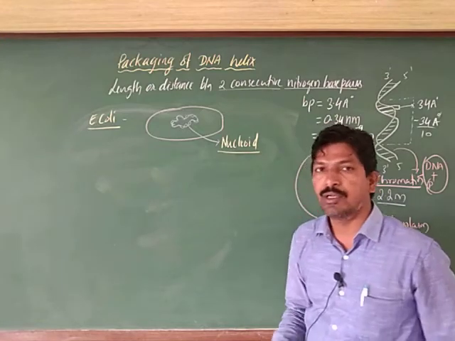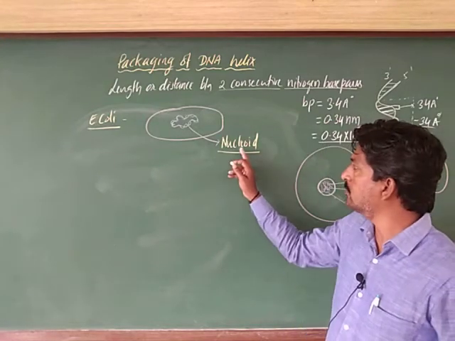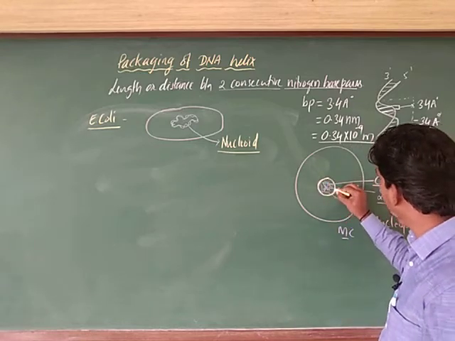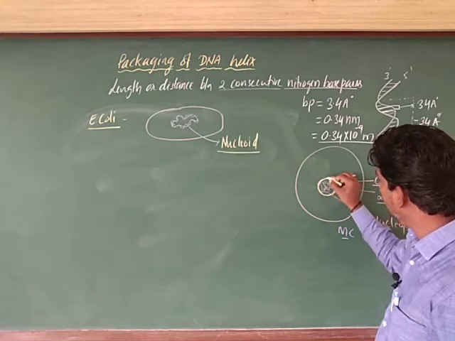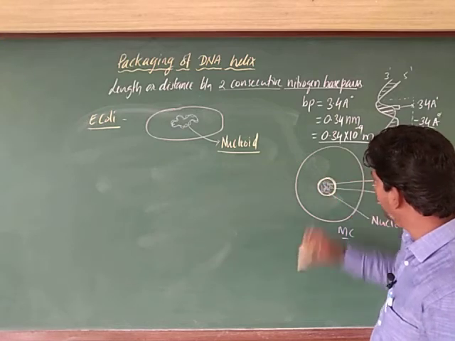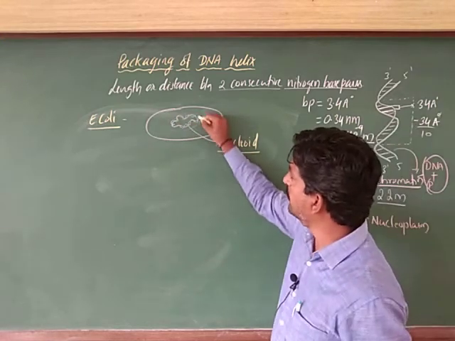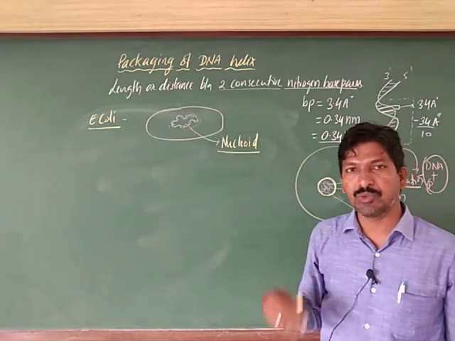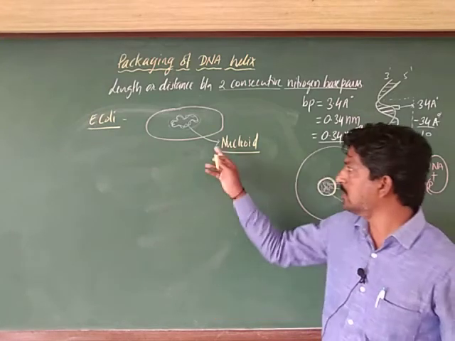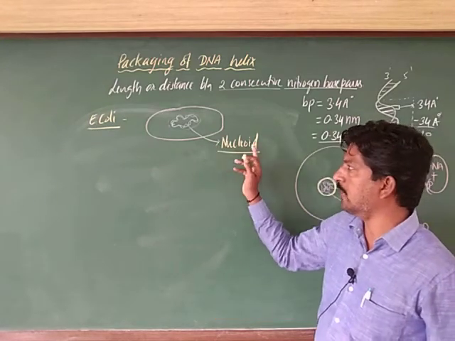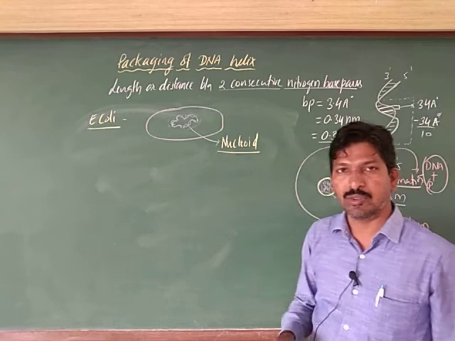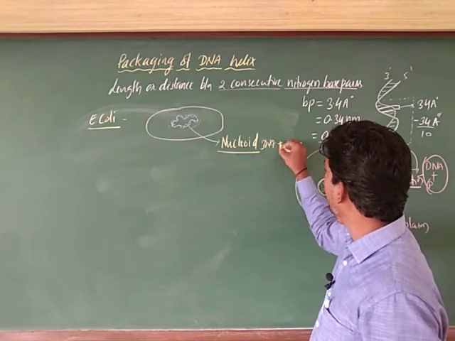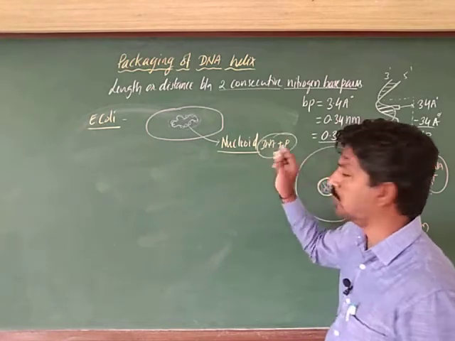We call it a nucleoid, which is not a nucleus because the membrane is not there. Here, in the nucleus, the chromatin material is covered by a complete membrane. Here there is no membrane, so we can say it is a primitive type of nucleus. The nucleoid means DNA and protein. It contains DNA plus protein only, that is, histone proteins will be there.